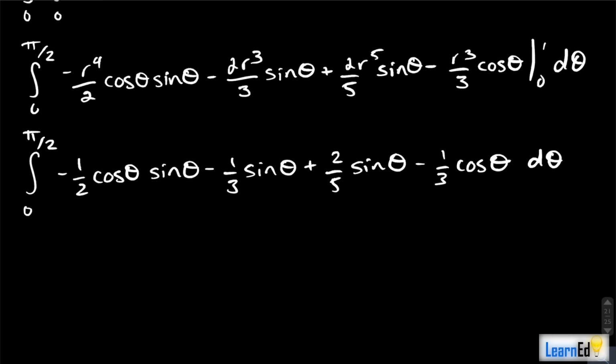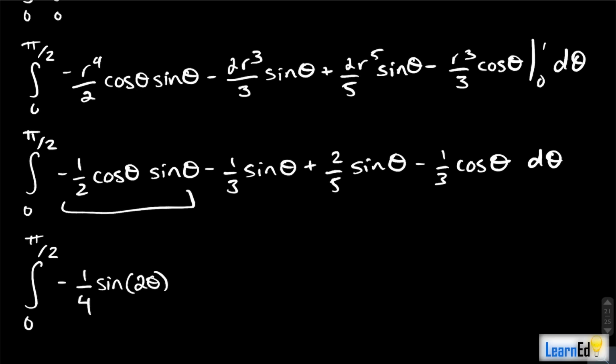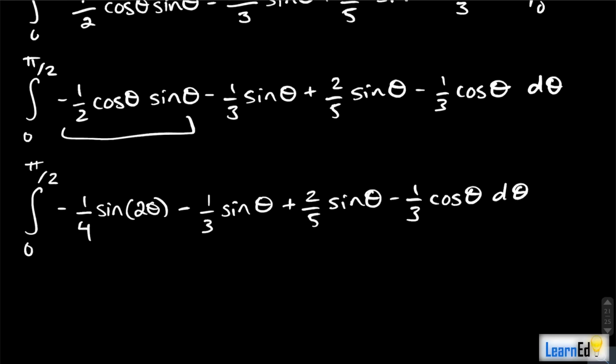So we can combine the two sines right now, or we can do it later. It doesn't matter. We can also combine this using a trig identity, so we don't have to do any other methods of integration. We can rewrite this as a negative 1 over 4 times sine of 2 theta, minus 1/3 sine theta, plus 2/5 sine theta, minus 1 over 3 cosine theta d theta.